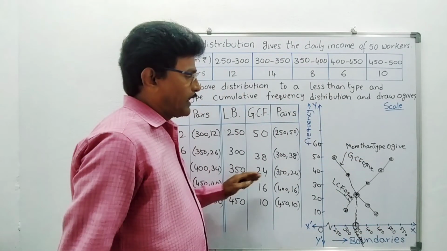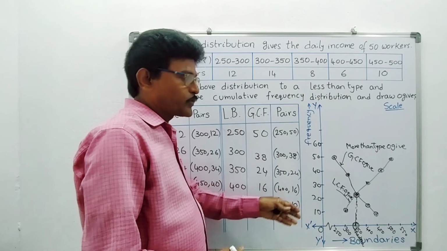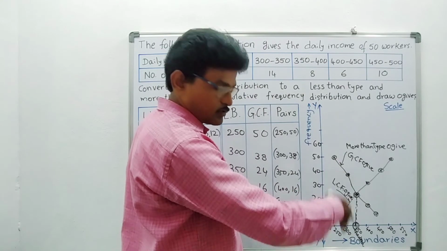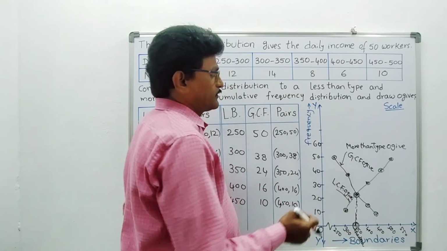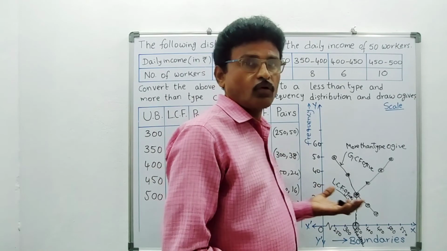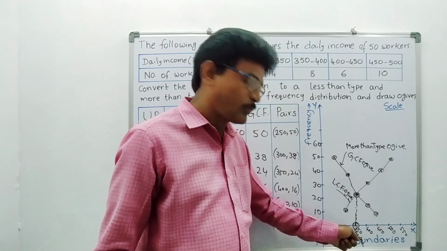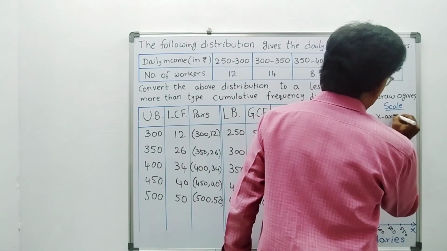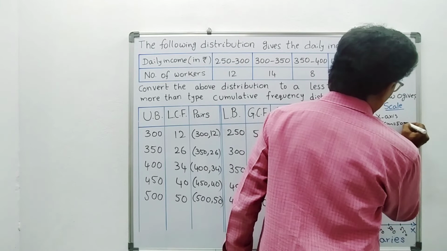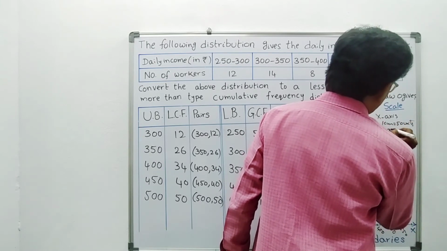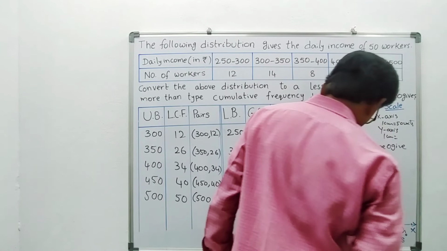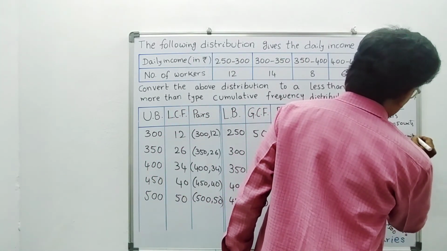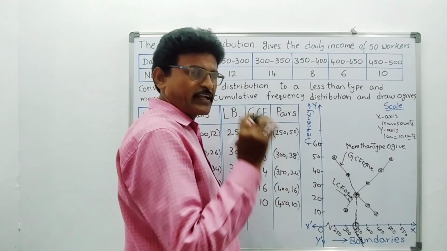Simple. So like that, where the L.C.F curve and G.C.F curve are meeting, just come to the x-axis line, draw vertically, that gives the median. Now you have to write the scale here. What scale have I taken? On the x-axis 1 centimeter equals 50 units, and on the y-axis 1 centimeter equals how much? I have taken 10 units, but what I am telling, you take 5 units only, the graph will be very clear that time.